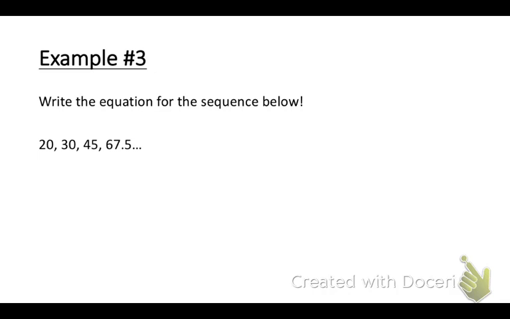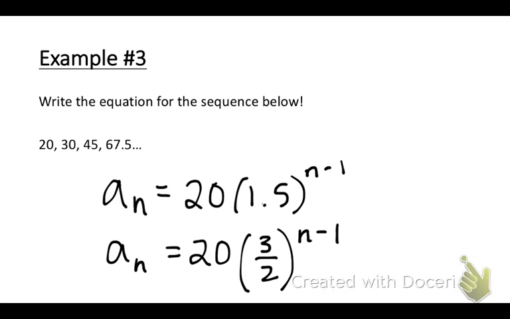Try number 3 on your own. Pause this video and only press play after you think you have the correct equation. The answer to number 3 could be written 2 ways. A sub n equals 20 times 1.5 to the n minus 1 power, or A sub n equals 20 times 3 halves, or 3/2, to the n minus 1 power.